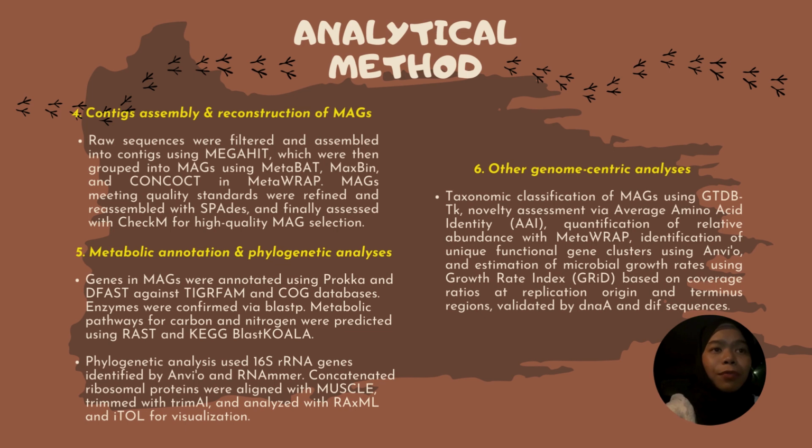Next, number 5, metabolic annotations and phylogenetic analysis. Genes in MAGs were annotated using Prokka and searched against TIGRFAM and COG databases. Enzymes were confirmed via BLASTP. Metabolic pathways for carbon and nitrogen were predicted using RAST and KEGG plus KOALA.